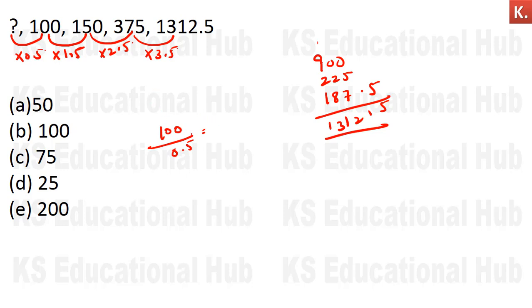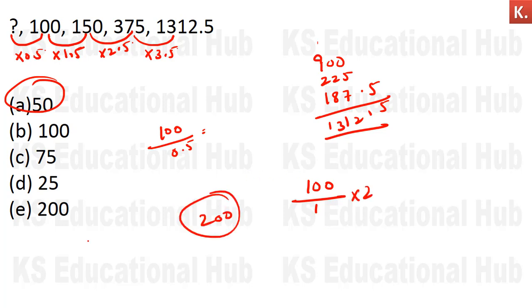So 100 divided by 0.5 is not 50. Understand this. 100 divided by 0.5 is not 50, because 100 divided by 0.5 can be taken as 1 by 2, right? Divided by 1 by 2. So if you are going to convert it into fraction, the denominator part will be going to the numerator. So therefore into 2. 100 into 2 has to be 200. It is not 50. So therefore our answer has to be option E, that is 200 here.